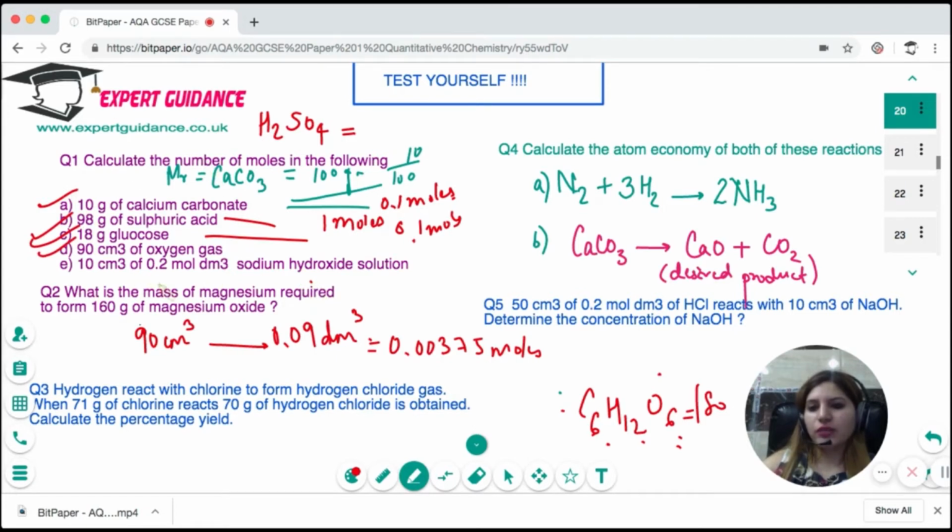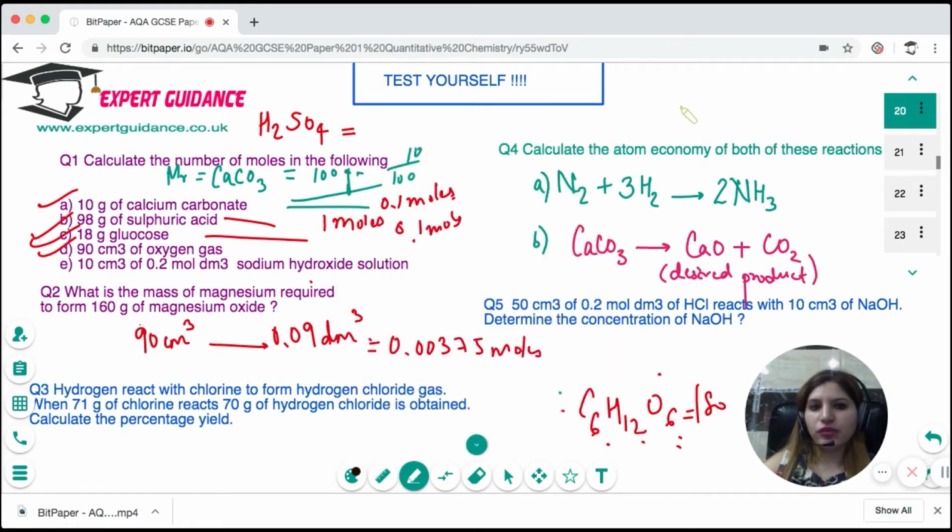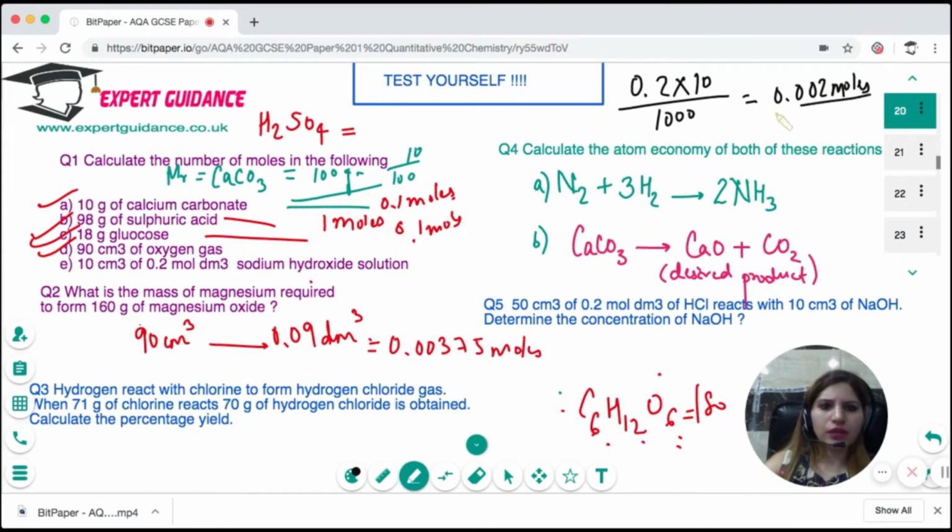Next is 10 centimeter cube of 0.2 moles per dm cube sodium hydroxide solution. Now to find the moles, you do concentration times the volume. Our concentration is 0.2. Our volume is 10, but it is in centimeter cube, so you divide by 1000. So it is 0.2 times 10 divided by 1000, which is 0.002 moles. Okay, so I hope how to calculate the number of moles is clear to you.